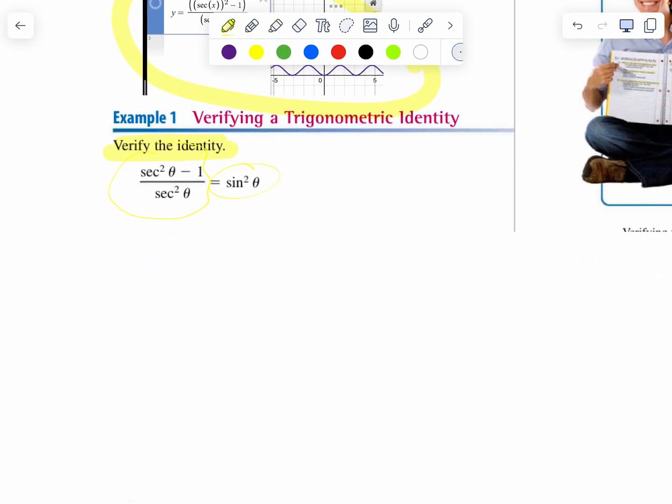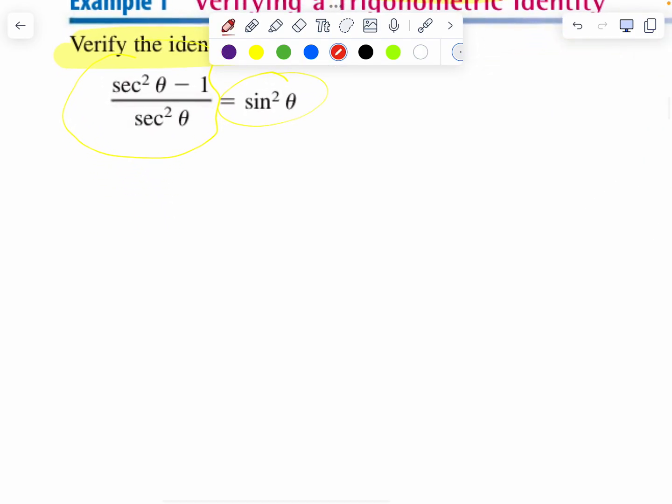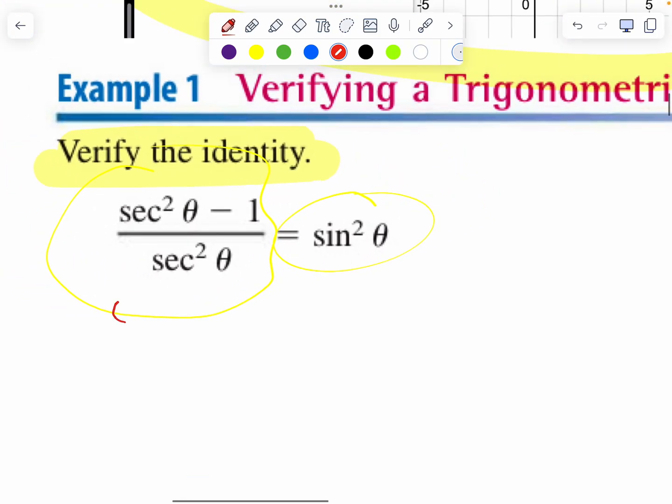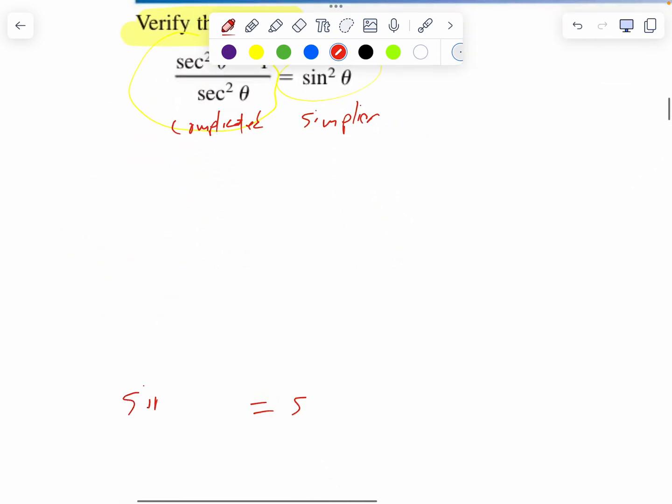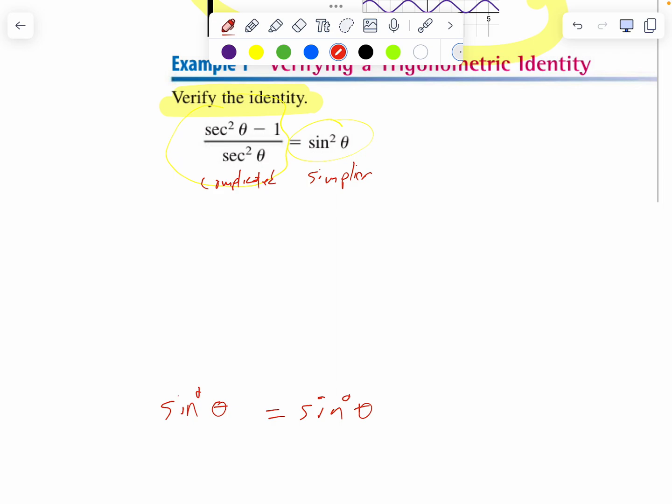Why did I say that this is my favorite section? I know that this is my favorite section to do this work because this is the more complicated side. This is the simpler side. And so I will be done when my last line says sine squared theta equals sine squared theta. So this is my favorite lesson because I already know the final answer: sine squared theta equals sine squared theta.